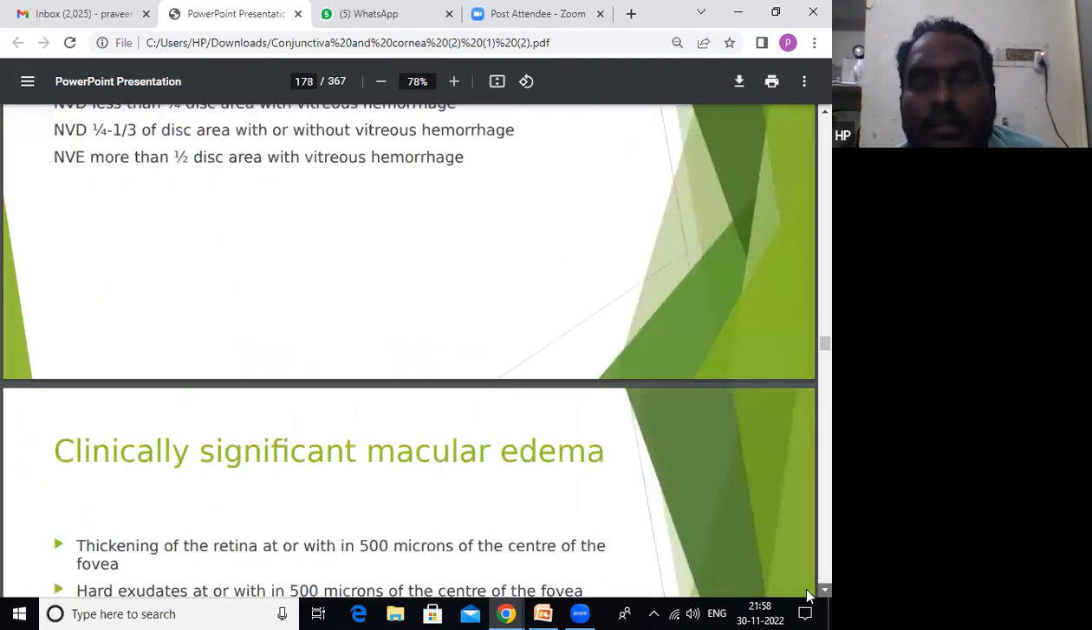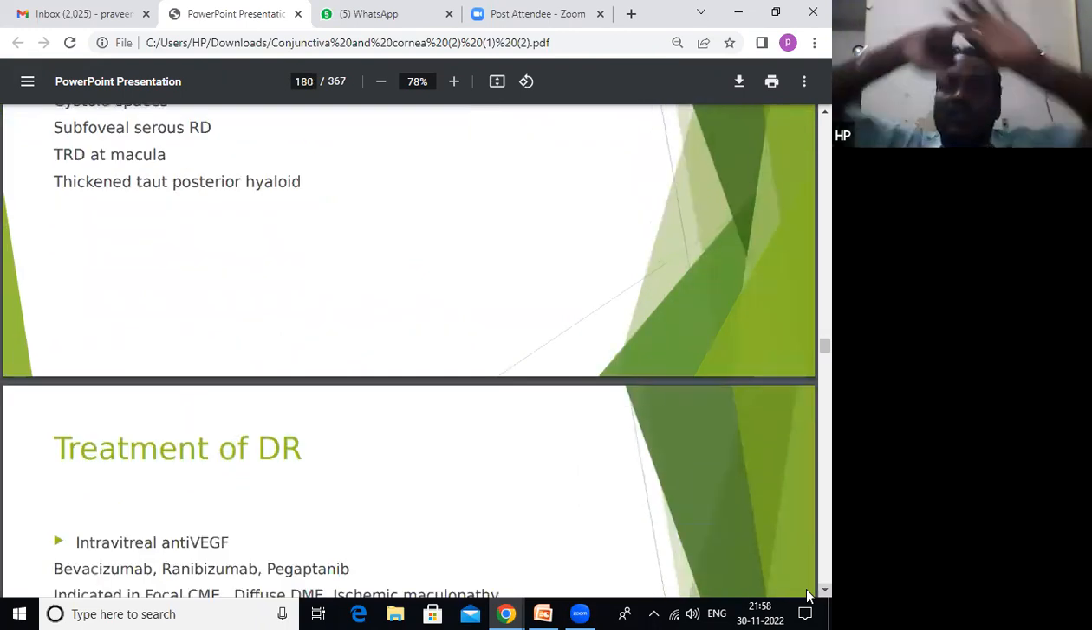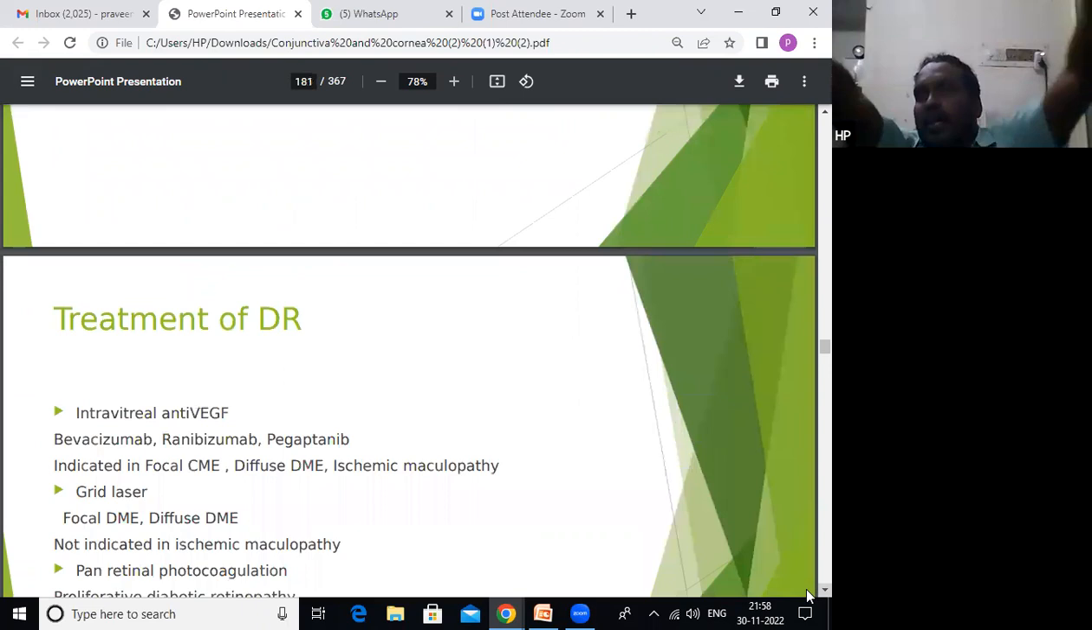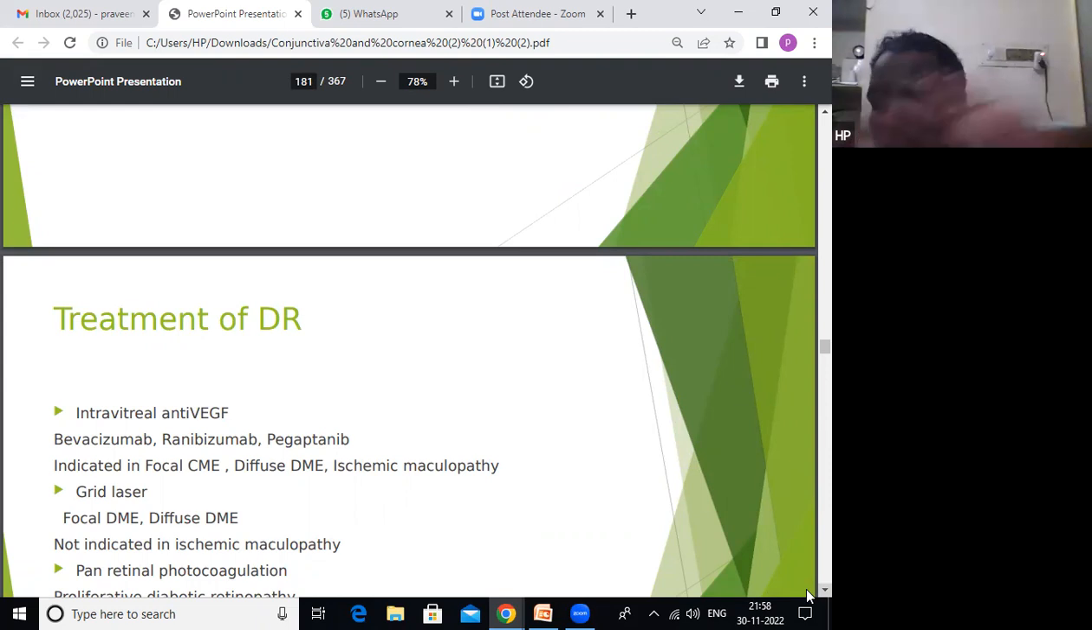Okay. Then treatment of choice. Treatment of choice for clinically significant macular edema in diabetic retinopathy is grid laser photocoagulation. It is not an anti-VEGF agent. I'm telling again, if the question is the treatment of choice for macular edema in diabetic retinopathy, the answer is grid laser. Treatment of choice for proliferative diabetic retinopathy is pan-retinal photocoagulation. Treatment of choice for macular edema is grid photocoagulation.